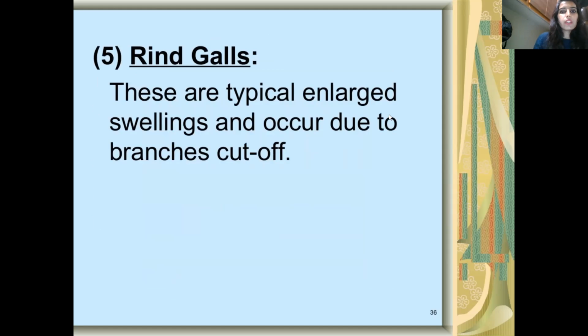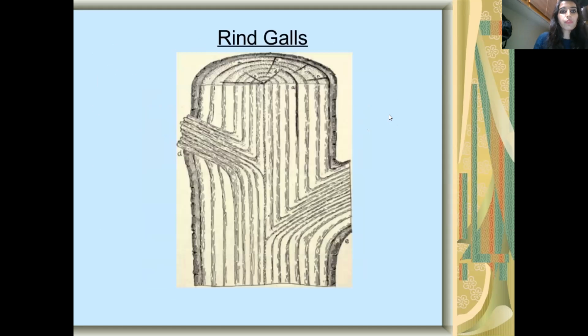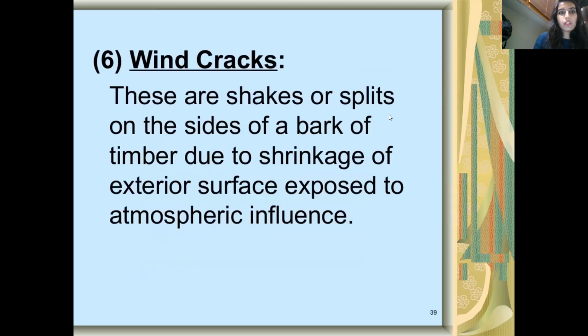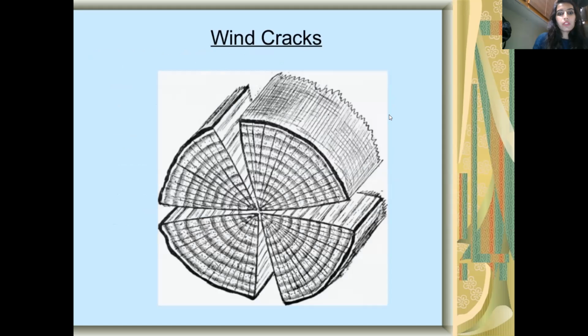Galls. These are typically large swellings and occur due to branches being cut off. Wind cracks. These are cracks or splits on the sides of the bark of timber due to the shrinkage of the exterior surface exposed to atmospheric influences. This figure shows wind cracks.